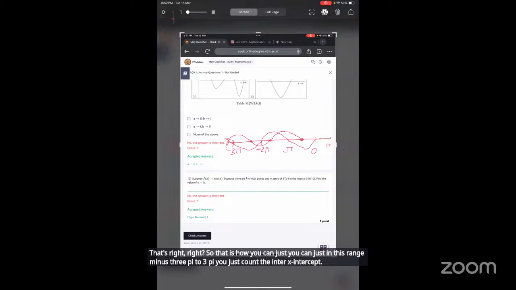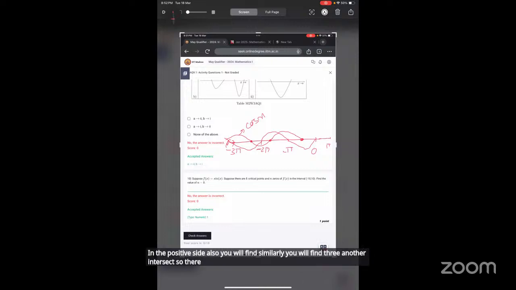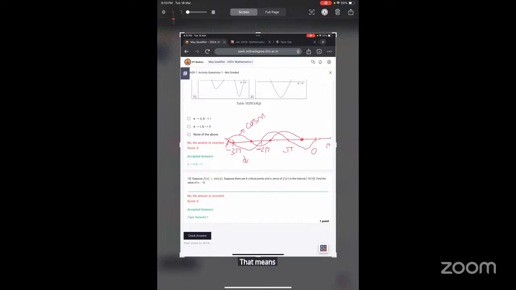Okay. So if you count the x intercept, here we can find 3, and at the positive side for cos x, this is cos x, you will find similarly 3 other intercepts. So there will be total 6. For sin x, 3 will be in the negative side, 3 will be in the positive side, and 1 more will be at 0. That means total 7, right?